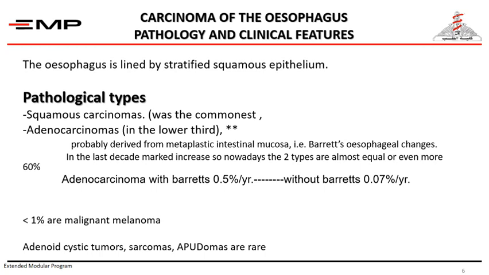In the past, squamous carcinoma was considered the commonest, about 50%, and adenocarcinoma was about 30%. Nowadays, more or less, they are equal, with adenocarcinoma even now having a 60% incidence, more common than squamous carcinoma. We have another rare type of malignancy, malignant melanoma, less than 1%. Sarcoma and adenocystic tumors are very, very rare.